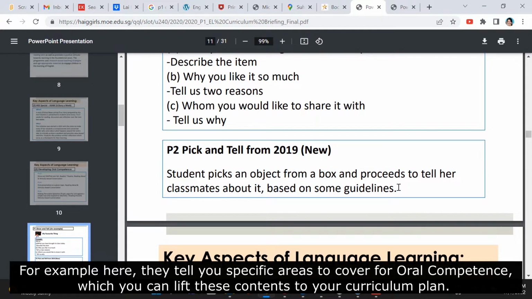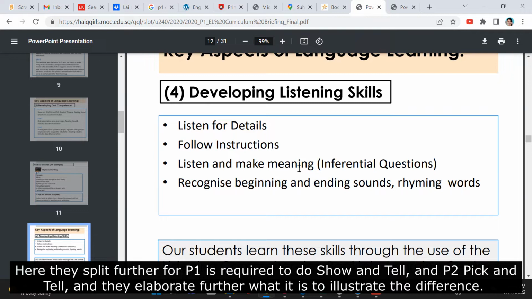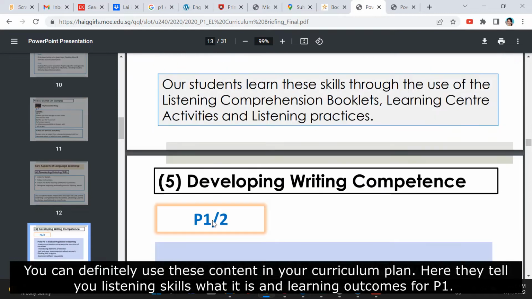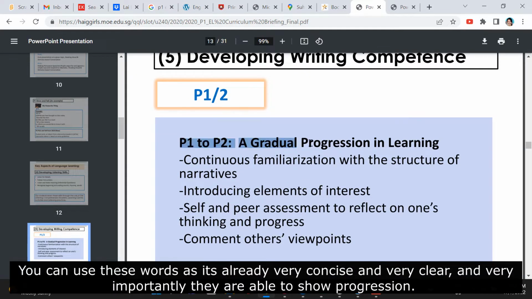And then here they split further. P1, you need to do a show and tell. And then P2, pick and tell. And they actually tell you what it is. So you can definitely use this to help you in your writings. Listening skills, what is this? So this is for a primary 1 curriculum briefing. So you can definitely use this, literally you can use their words. It's already very concise, very, very clear.